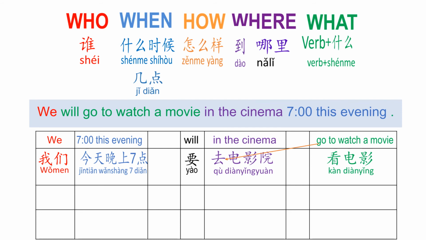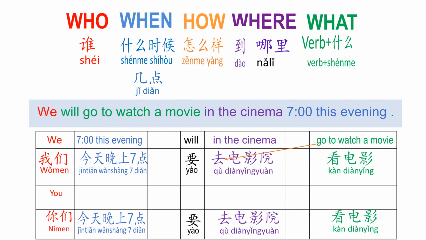So how do we make the question here? The first thing you change is we becomes you. In Chinese it is 你们. And let's keep the rest the same. 今天晚上七点要去电影院看电影. And because it's a yes and no question, we add 吗 at the end. 你们今天晚上七点要去电影院看电影吗? Are you guys going to the cinema to watch a movie 7 o'clock this evening?